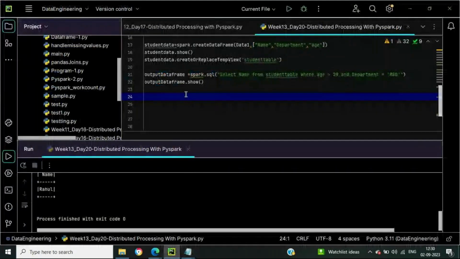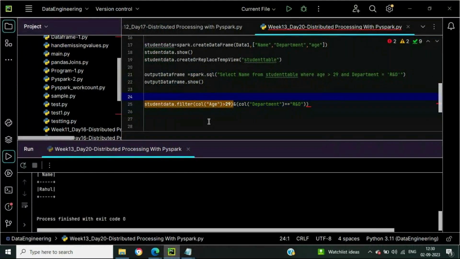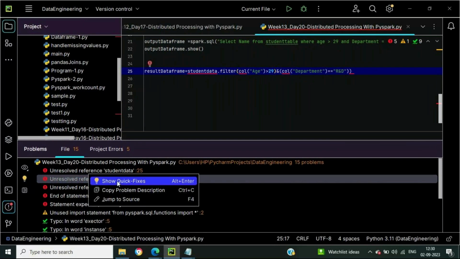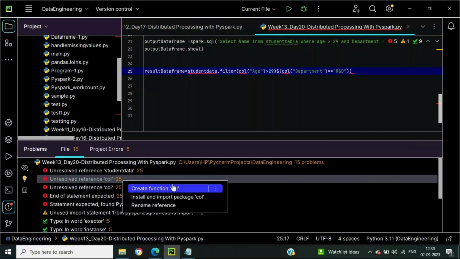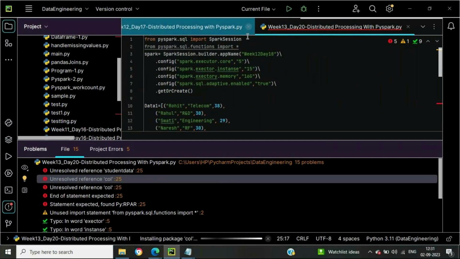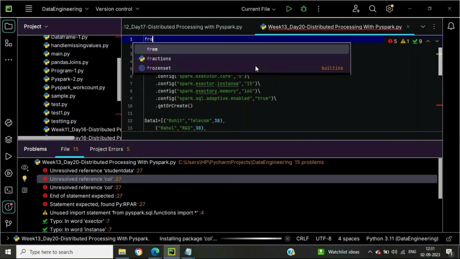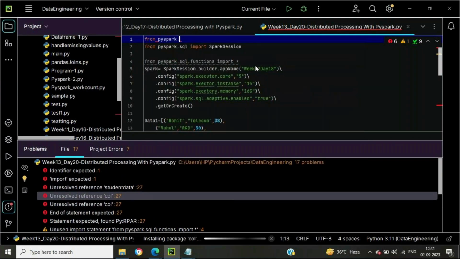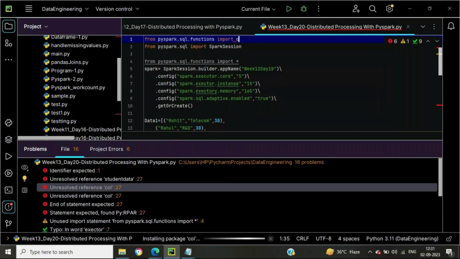Let me copy and paste it over here. So we need to import col, from pyspark.sql.functions import col.